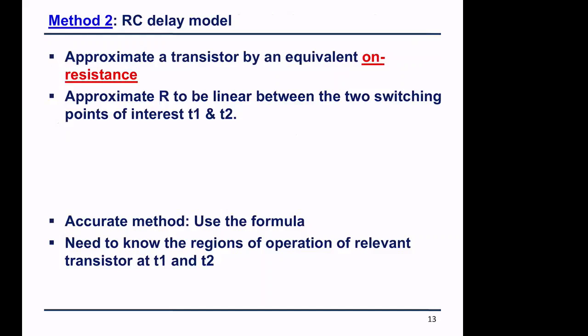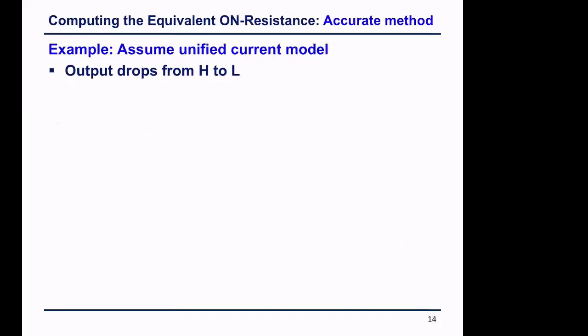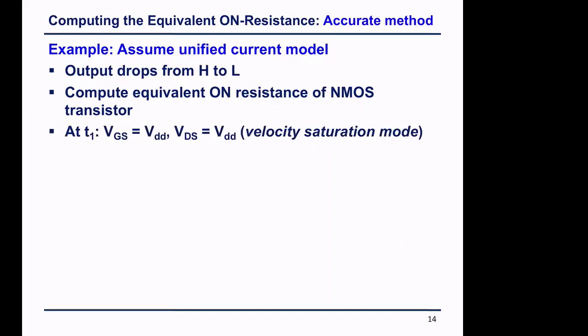Let us look at the RC delay and the effective R. I could get it from the times T1 and T2 using complex equations. Let's forget about these. And this would be the accurate method. And for the accurate method, we're going to assume the unified current model. So let's go back to the example which we just solved. At T1, I had VGS equal VDD. This is when the output is transitioning high to low. Okay, and VDS is equal to VDD.